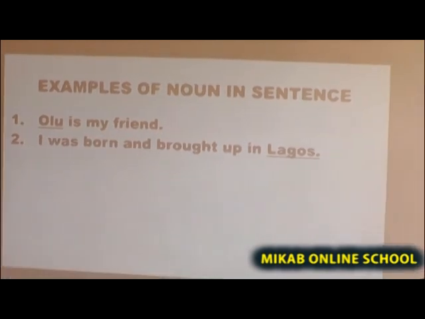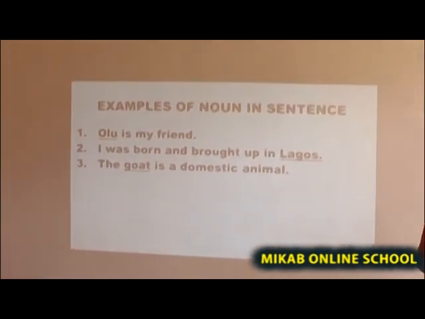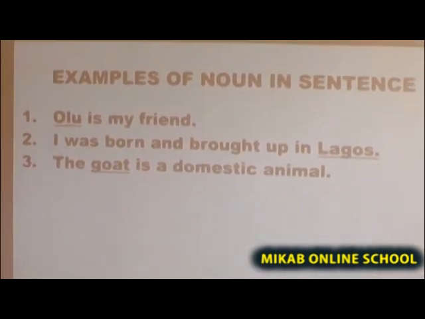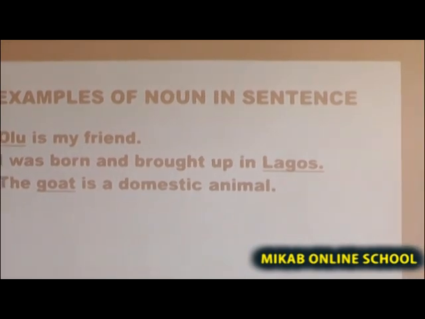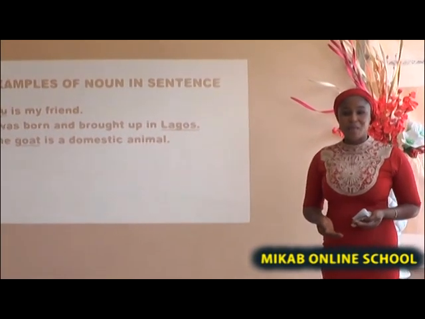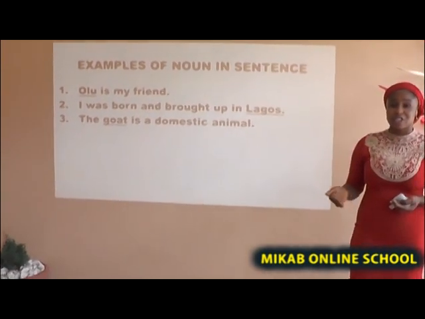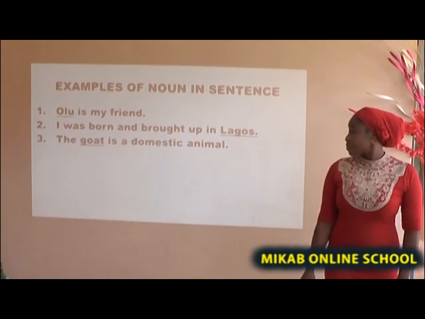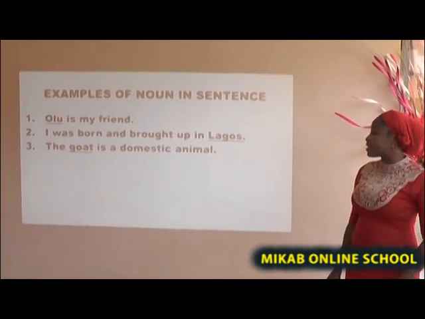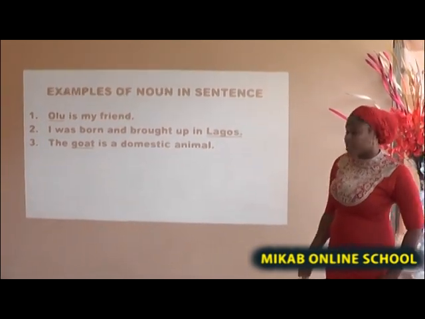And the third example is: The goat is a domestic animal. Goat there is a name, therefore it is a noun, and that is why it is underlined. I know that some of you might be thinking, why didn't we say domestic animal is also a name? Domestic animal is not a name because it just described a noun. Domestic animal in that sentence is not a noun, because it described a noun. Therefore, it is what? An adjective.